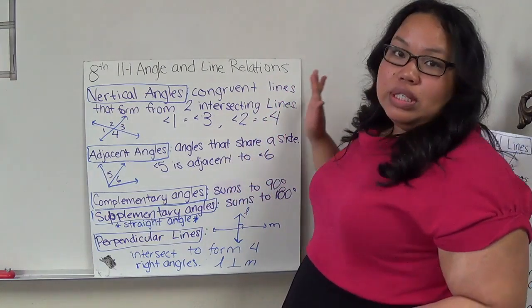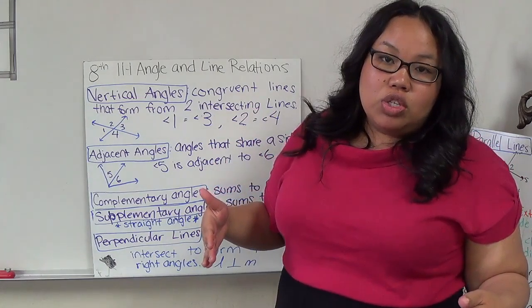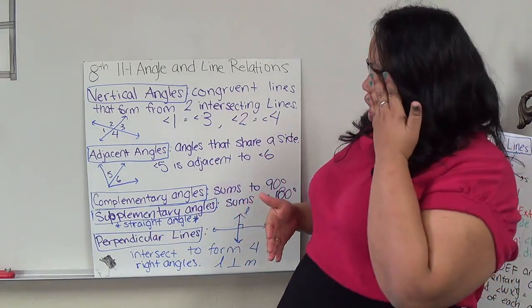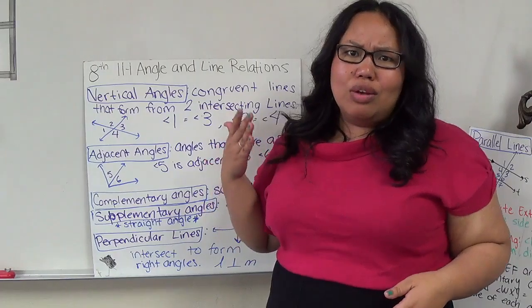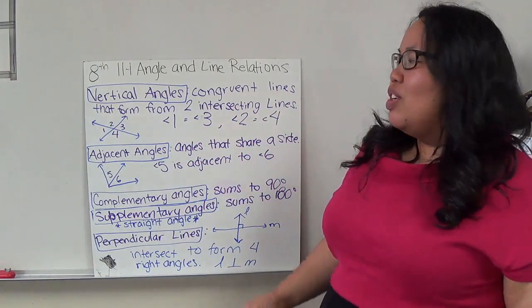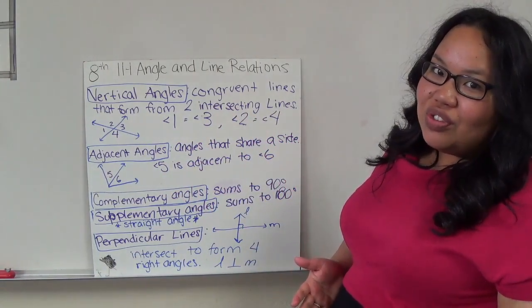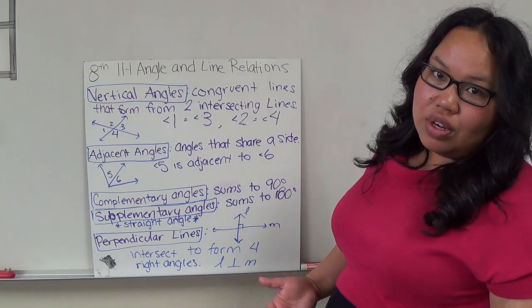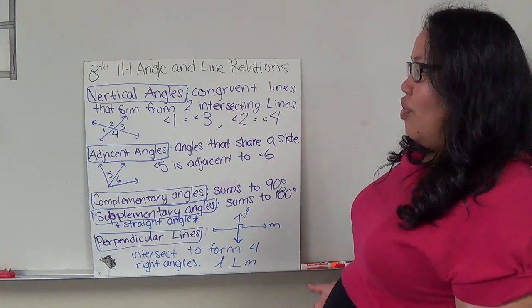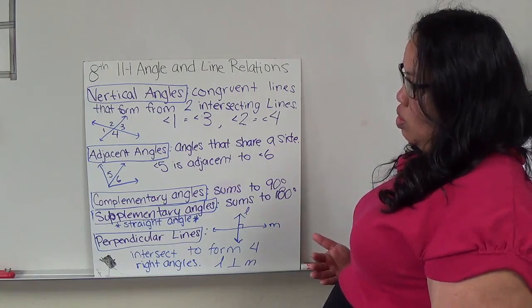Vertical angles are always the same. Because they do mirror each other, their angles are always the same. So if I have 10 degrees for angle 1, then angle 3 is also 10 degrees. If I have 80 for angle 2, then angle 4 is also 80.